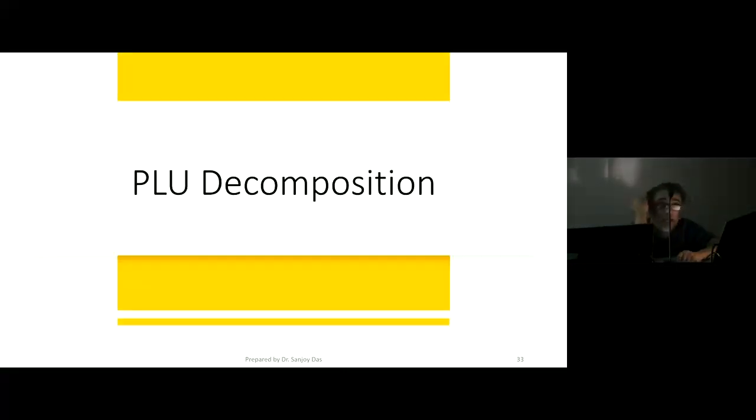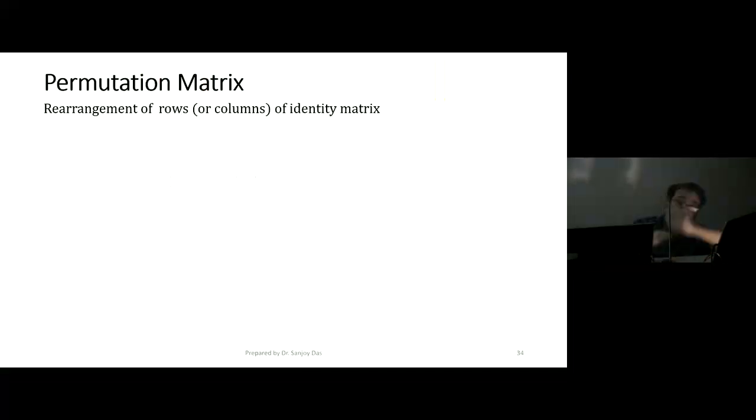Now PLU decomposition. Please do raise your hand anytime you have a question, or interrupt me if I accidentally don't look.